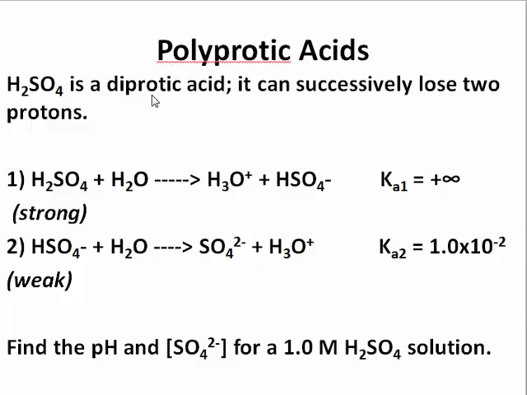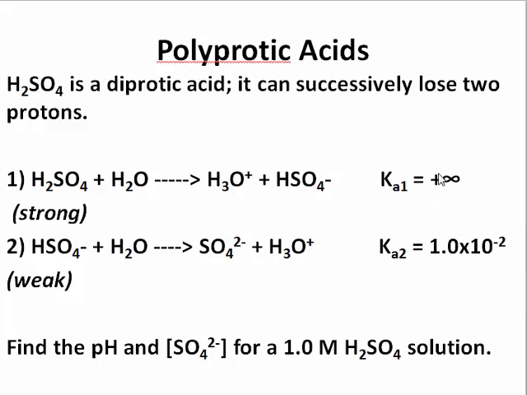Let's begin by considering the example of sulfuric acid as an illustration. Sulfuric acid is a diprotic acid. It can successively lose 2 protons, as usual. The number of acidic protons is typically indicated out front. There are 2 of them. And successively means that we can and will think of a sulfuric acid molecule as first donating an H plus to water to form bisulfate, or hydrogen sulfate, and hydronium.